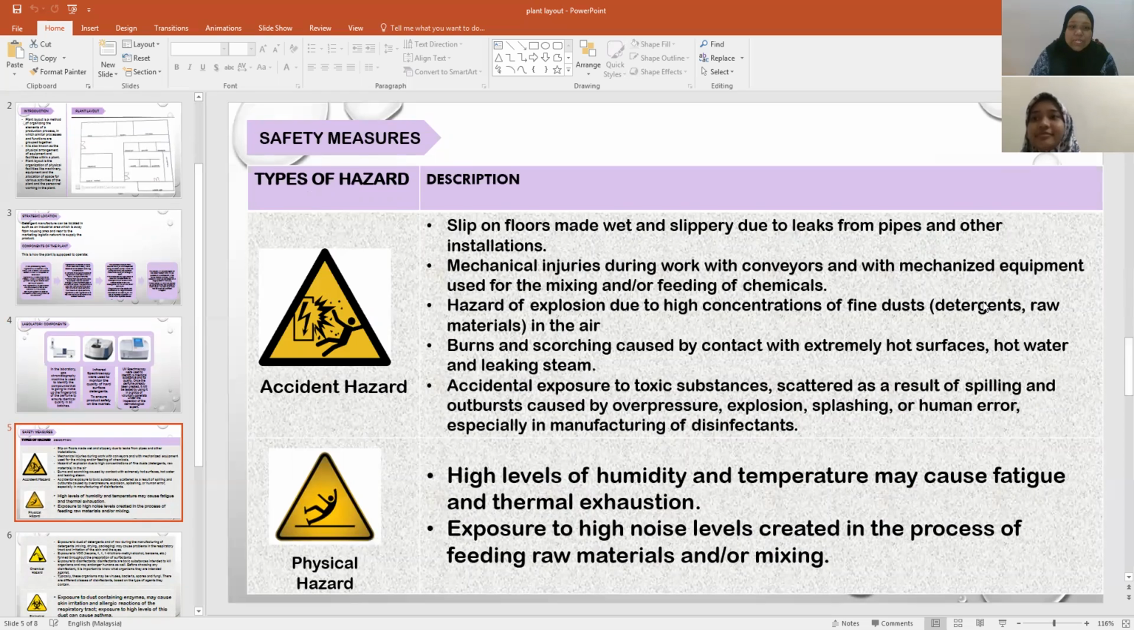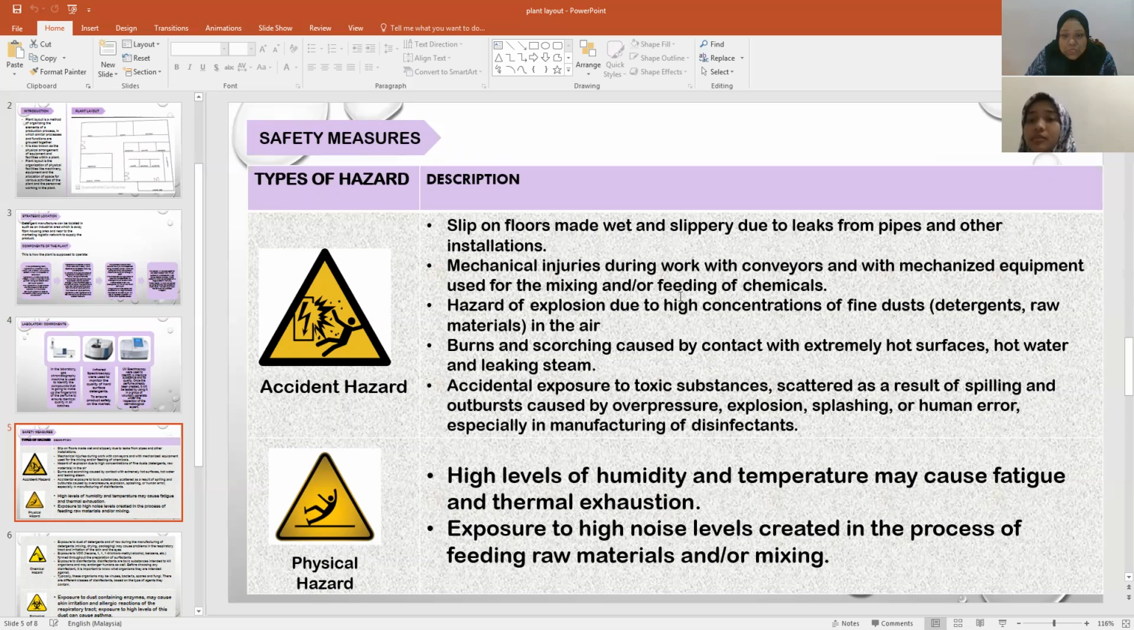So I'm going to talk about the safety measures. First of all, the types of hazard and the description. In detergent manufacturing, the typical accidents that might happen, first one is accident hazard, which is the worker might slip on floors made wet and slippery due to leaks from pipes and other installations. Mechanical injuries during work with conveyors and with machinized equipment used for the mixing and or feeding of chemicals.